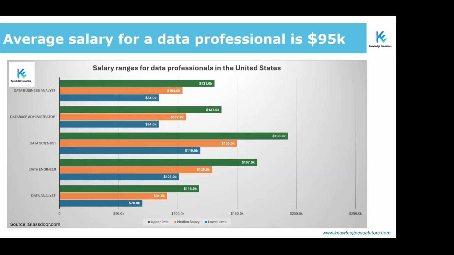Now, if we look at a data scientist, significantly higher. The median is 150K. The low is 119, the high is 193. Now, if you look at my favorite, the median is 91, the high is 118, and the low is 70.